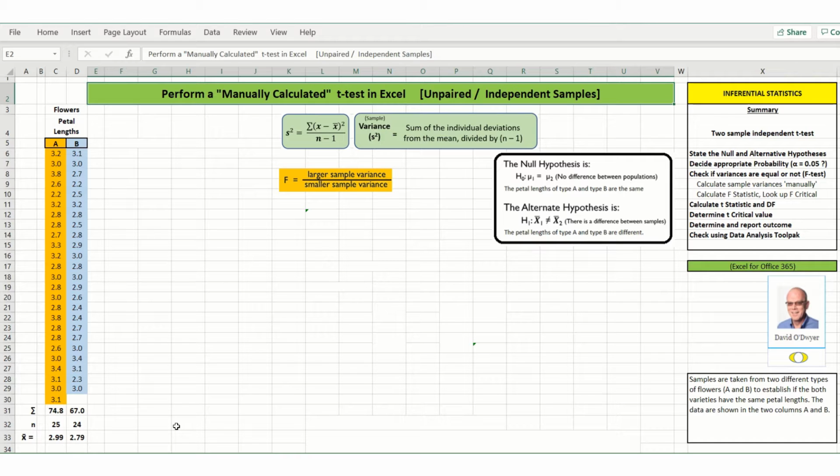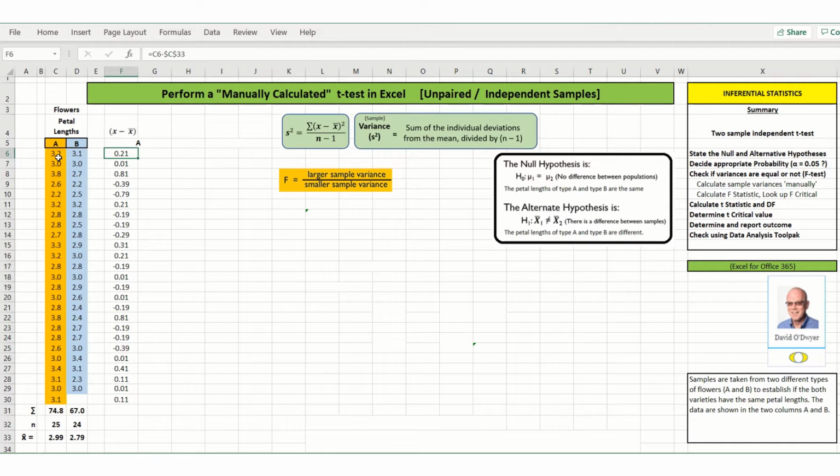So next we want to calculate the set of values for x minus x bar for A. You can see I've added a column here, x minus x bar for A, and each calculation is the individual x, which is 3.2 in the first row, minus x bar, which is the value we calculated at the bottom, 2.99. You'll also notice that we've used an absolute reference for the x bar, because if I pull it down, the same x bar needs to relate to all the samples.